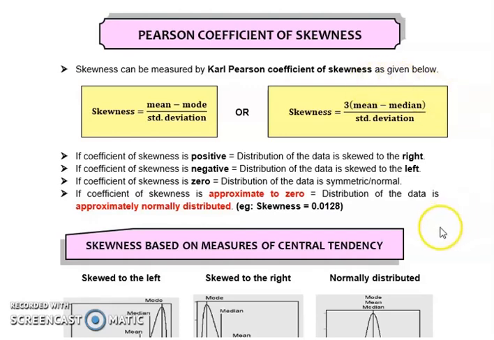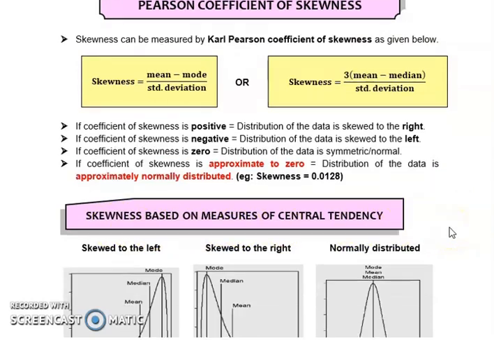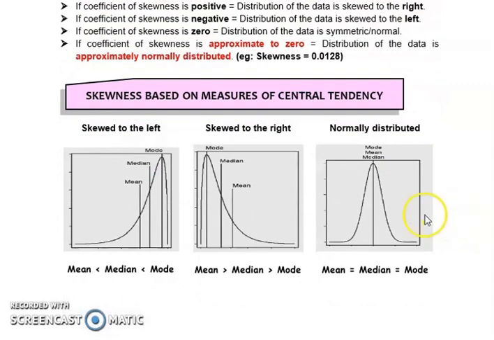Now look at how to make a conclusion based on measures of central tendency. This is a distribution skewed to the left. This is a distribution skewed to the right. This is normally distributed. Again, if skewed to the left, value mean here must be lower than value median, and these two values also must be lower than value mode. Mode is the highest frequency, right? So the highest peak here denotes value mode.